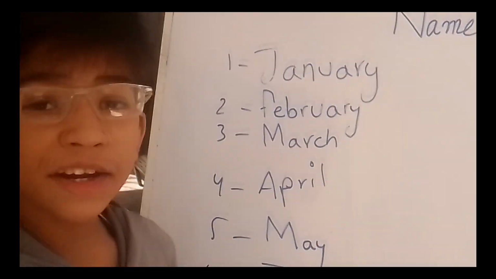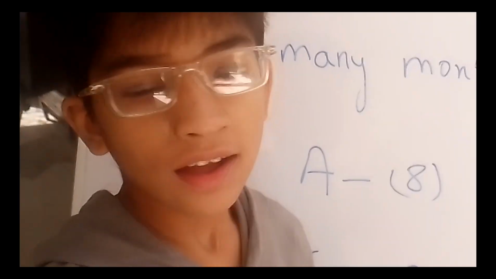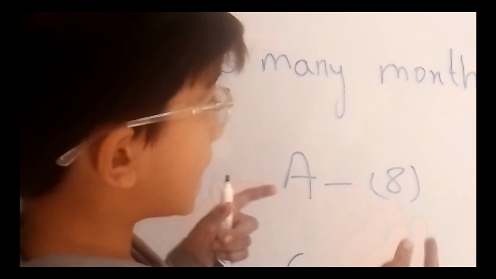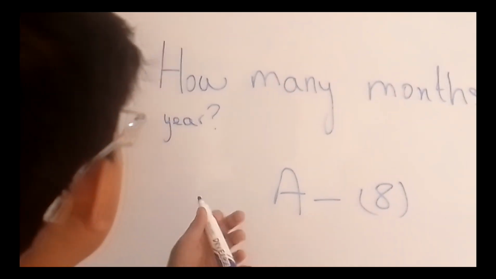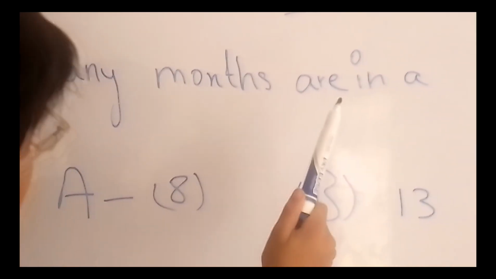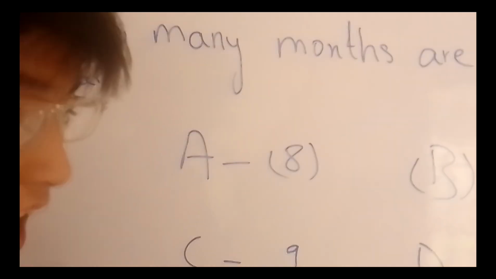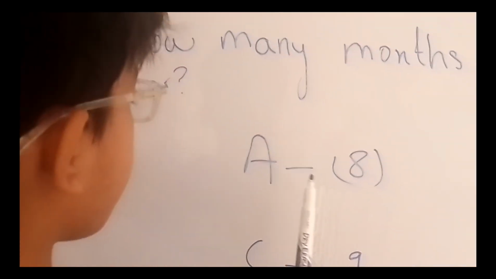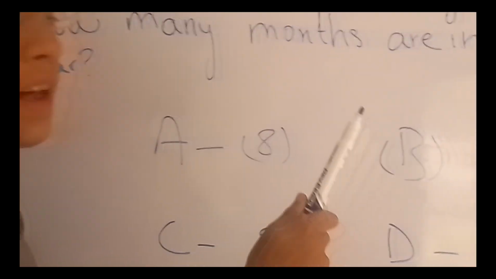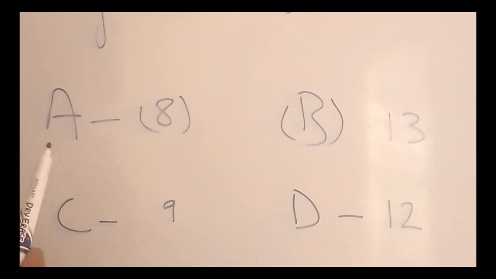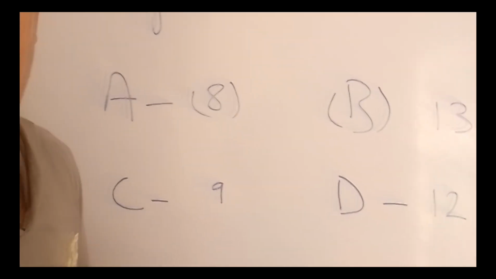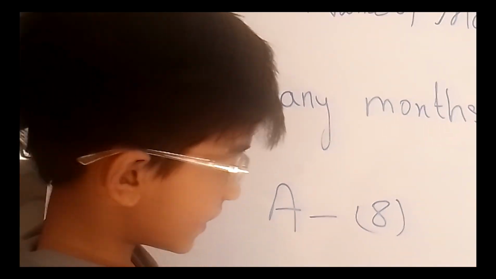Dear kids, we are doing a little quiz. That's our first and the last question. I have told you many times. Remember and listen to the question. How many months are in a year? A, 8. B, 13. C, 9. D, 12. Dear kids, you are correct. D is the correct answer.